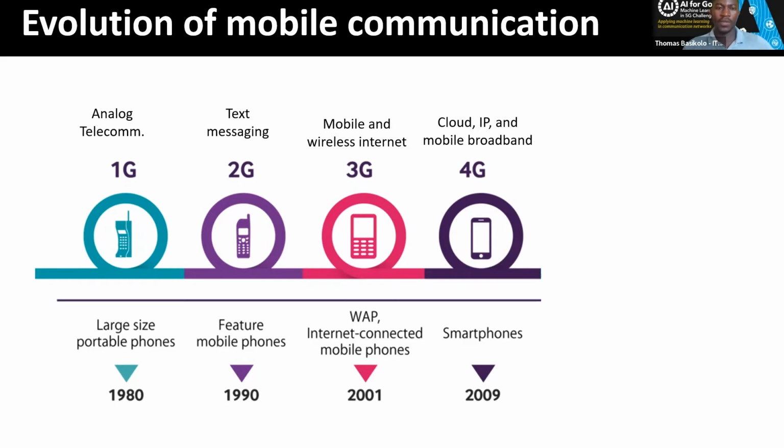And of course, the main difference between 3G and 4G was the introduction of MIMO technology, which I'm going to talk about in upcoming slides, and also OFDM, orthogonal frequency division multiplexing.